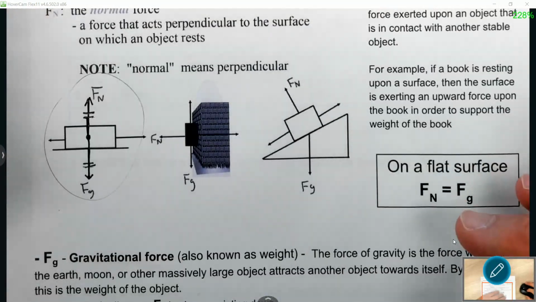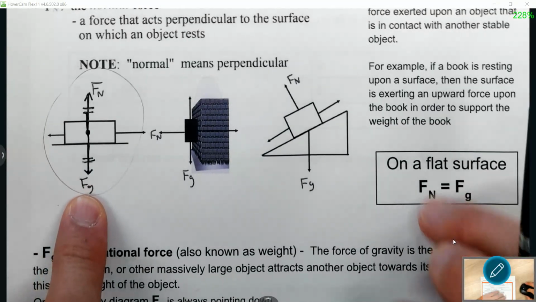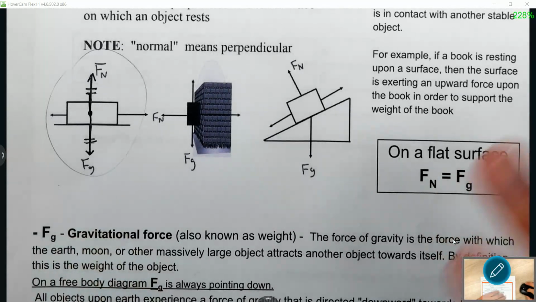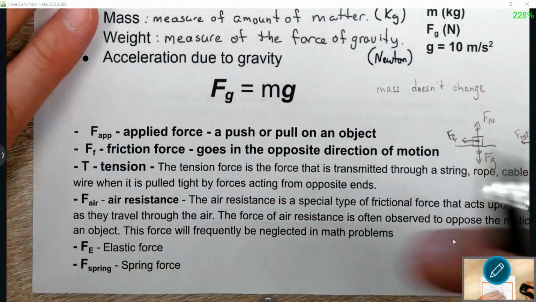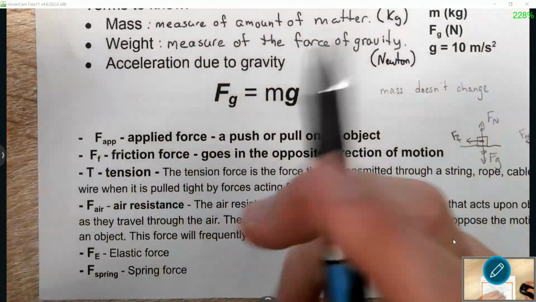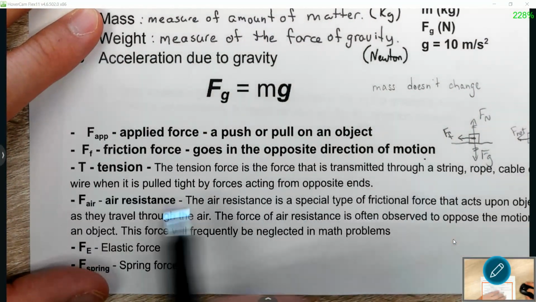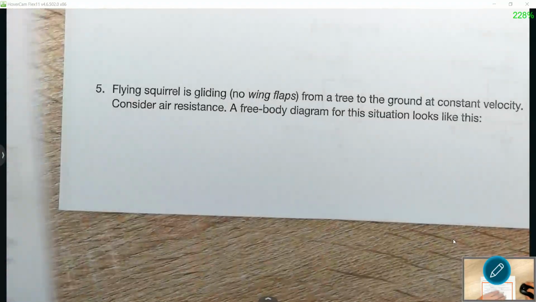Every single one of our free body diagrams will have the object is going to have a mass, so it's going to have a weight, and we always draw Fg going straight down. And then we'll get into the other parts of our forces, but the main other ones that you will see on today's worksheet are applied force, which is a push or pull force, friction, which always goes opposite the direction of motion, and then air resistance.